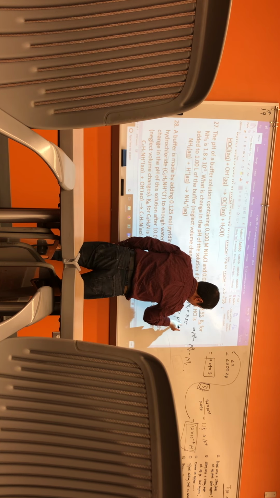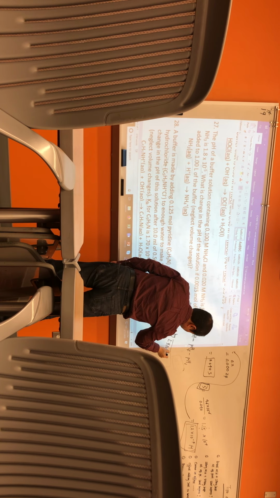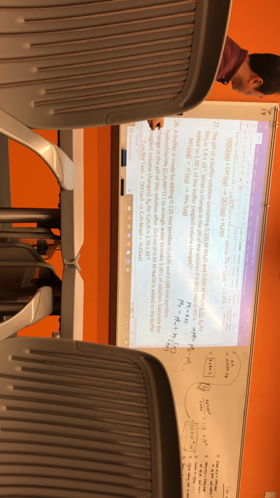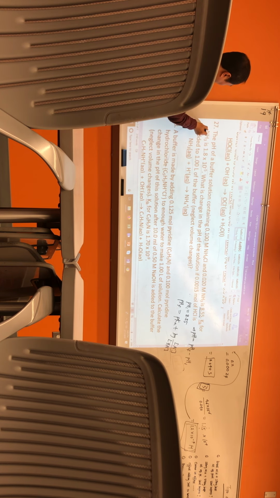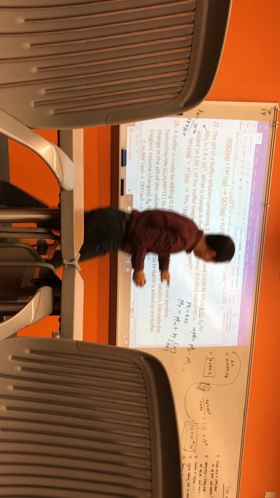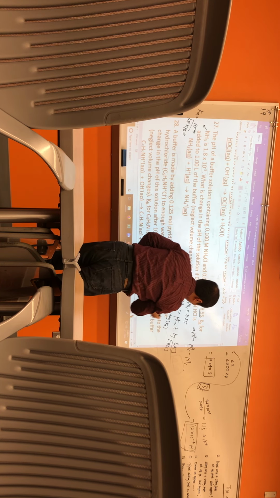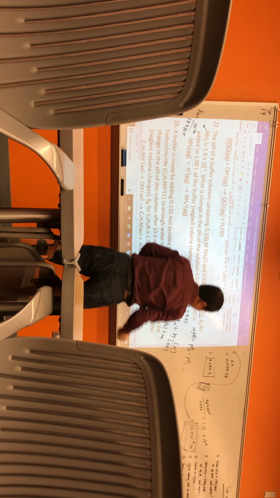Because they said buffer, we can simply use Henderson-Hasselbalch. Ka is not given, Kb is given. Because Kb is given, Ka will be 10 to the minus 14 over Kb. So now we know what Ka is. This number will go right there as negative log of Ka. Now we have to find the concentration of the acid-base pair.